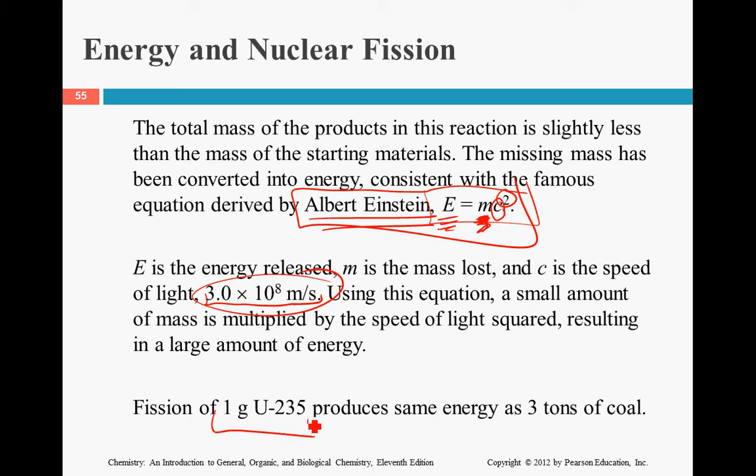1 gram of uranium is the same amount of energy as 3 tons of coal. But there's a lot of other issues that go along with that when we're talking about using fission for multiple purposes, such as nuclear power plants. Such as, what do you do with the chemicals when they're all gone, when they can't use them anymore? Or where do we get the uranium from to begin with? So there's a lot of other issues involved.